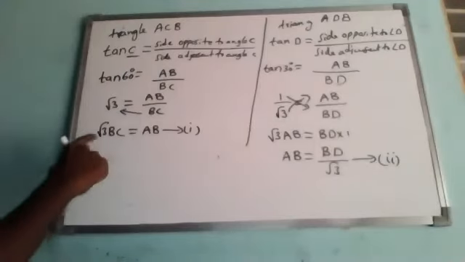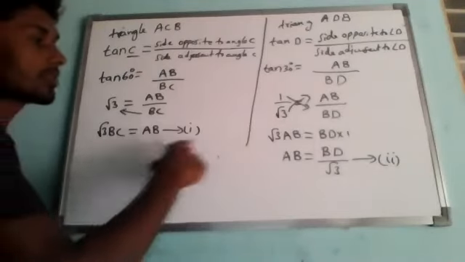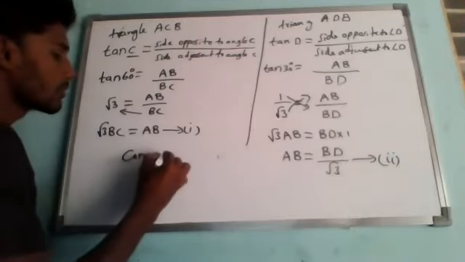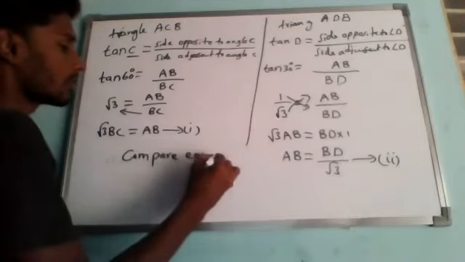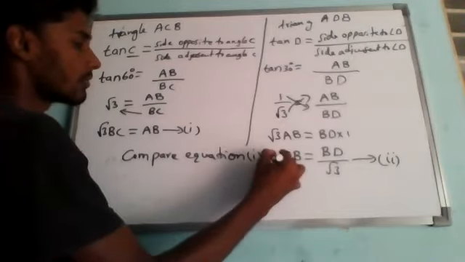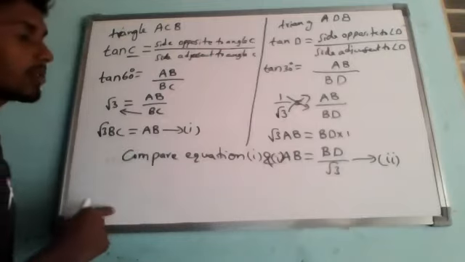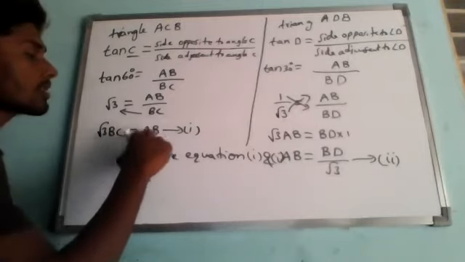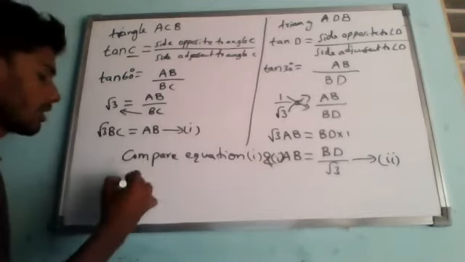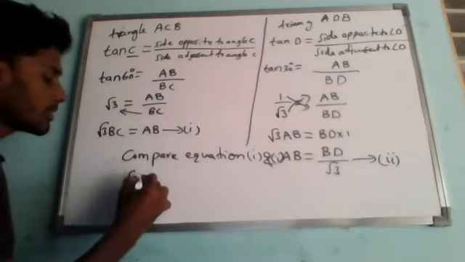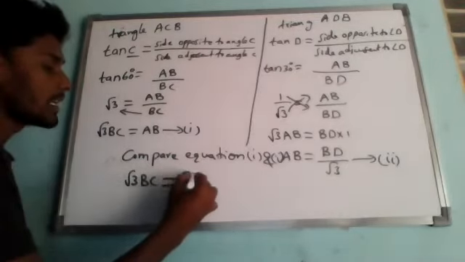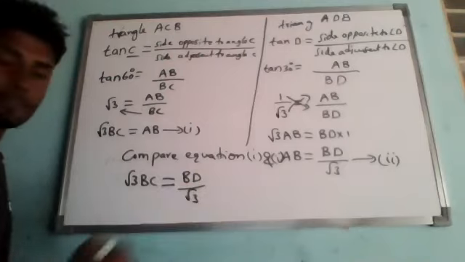If you observe carefully, this is equation 1 and this is equation 2. Now compare equation 1 and 2. What is going to happen? The LHS of both equations is the same, so the LHS will get cancelled. So now root 3 BC is equal to BD divided by root 3.